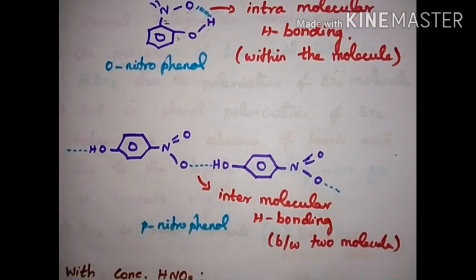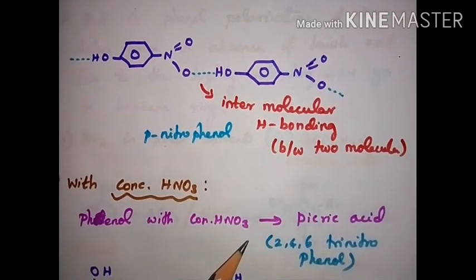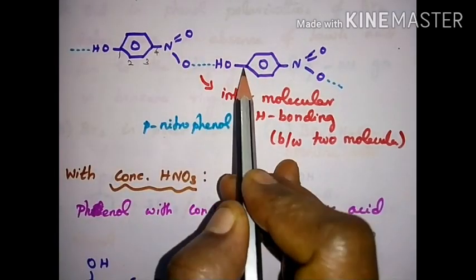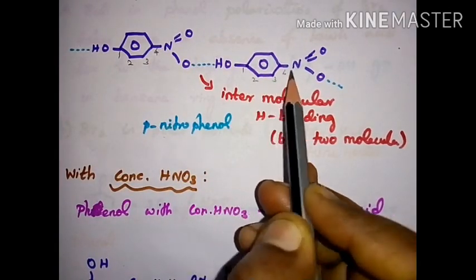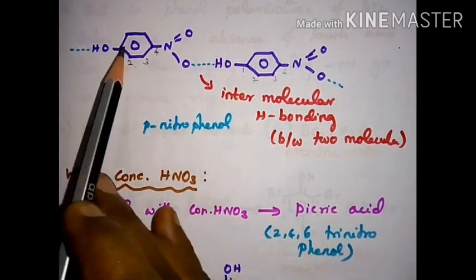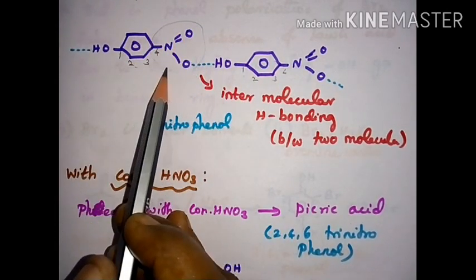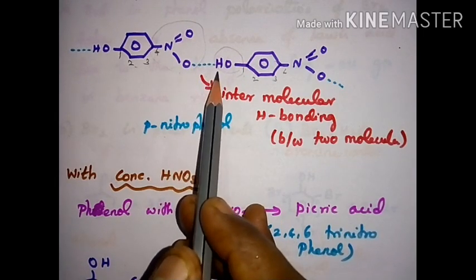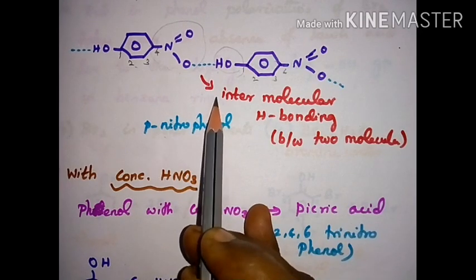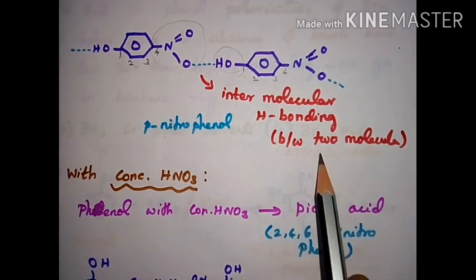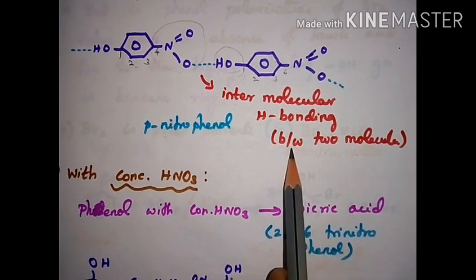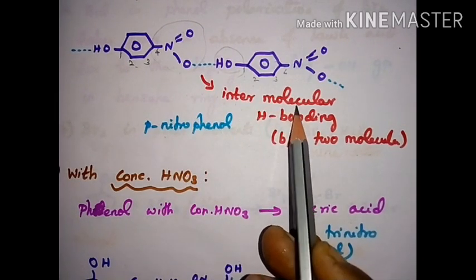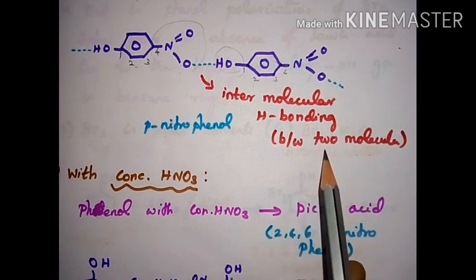Paranitrophenol. Para means it must have a 1,4 position. This is 1, 2, 3, 4. That means the hydrogen bonding is between two molecules: the nitro group of one molecule and the hydroxyl group of another. Both have a tendency to attract each other, and this type of hydrogen bonding is called inter. Inter means between two molecules, so this is intermolecular hydrogen bonding.